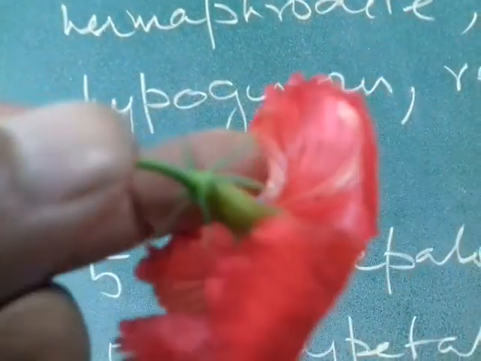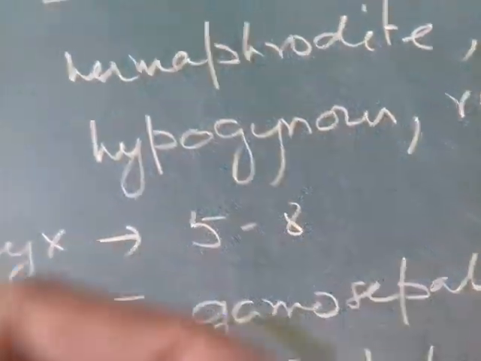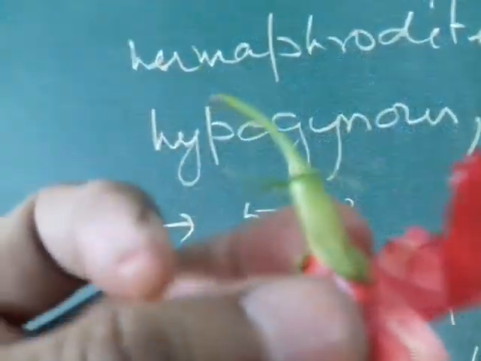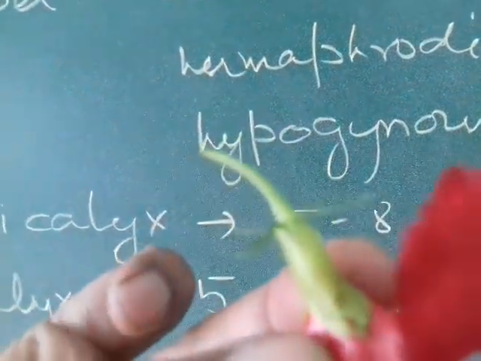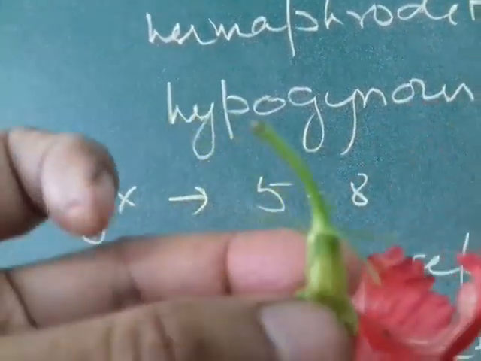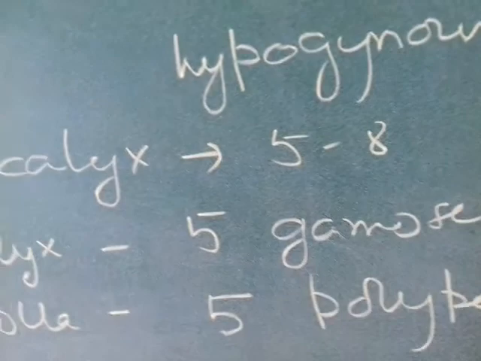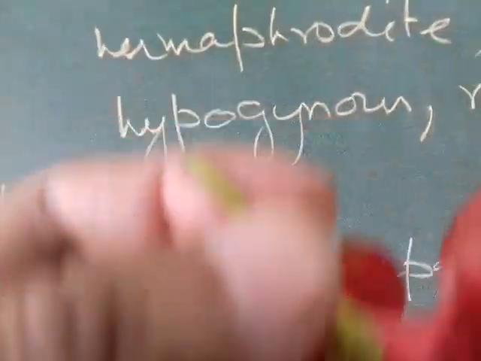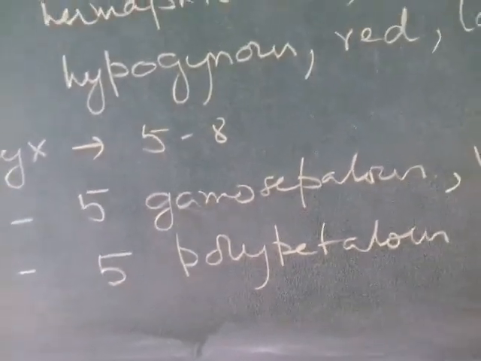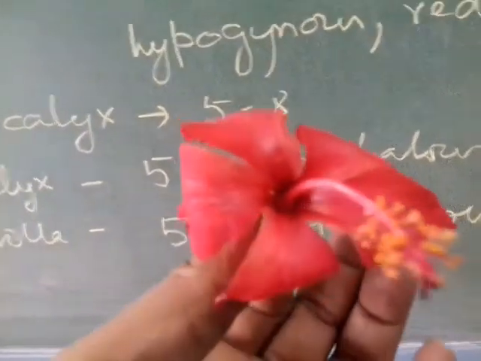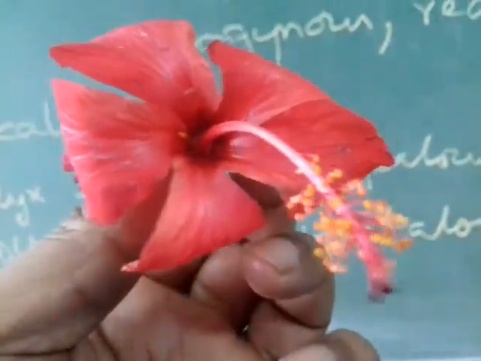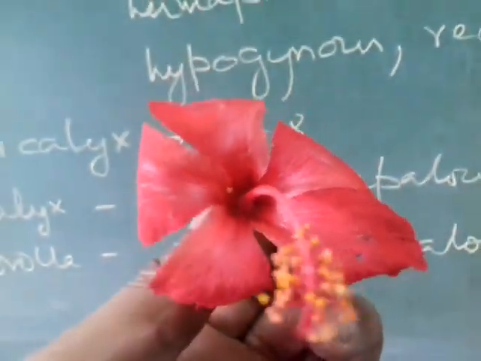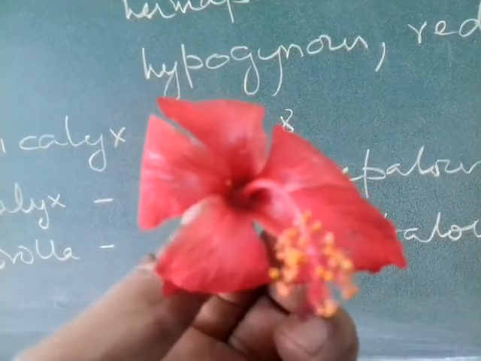So you can see all this. You can see here the calyx is joined, very closely joined. So we call it gamosepalous, and there are 5 sepals in number. Then the corolla is 5 and polypetalous. You can see these are the corolla, the petals, and they are 5 in number, 5 red colored, and all are free. If the petals are free, we call it polypetalous.